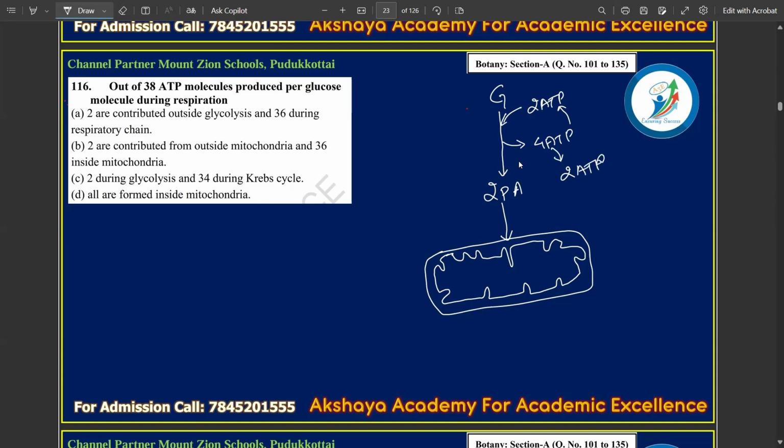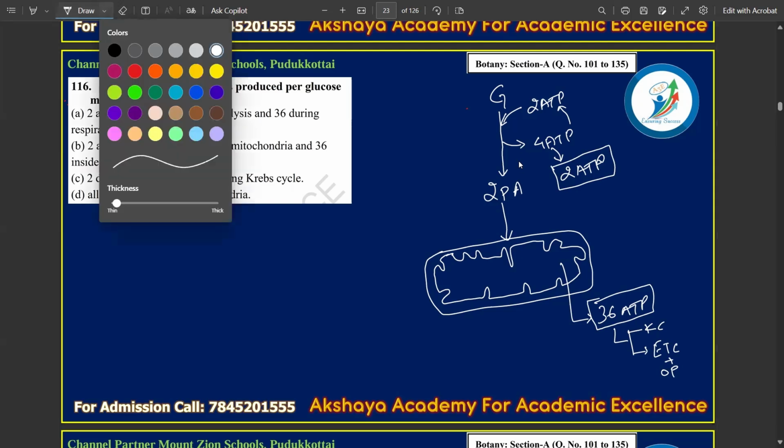And the remaining 36 ATP comes from the Krebs cycle and the electron transport chain coupled with oxidative phosphorylation. So I will say that 36 ATP come from inside the mitochondria, and 2 ATP we get from the glycolytic pathway. Based on this, let's see the statements.